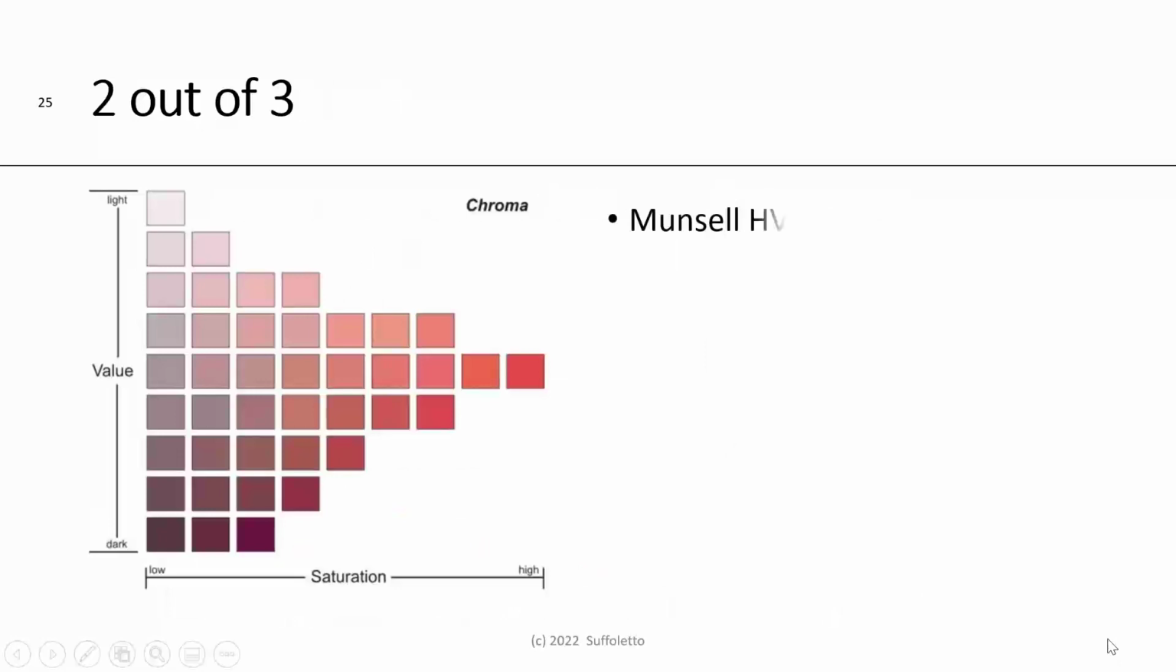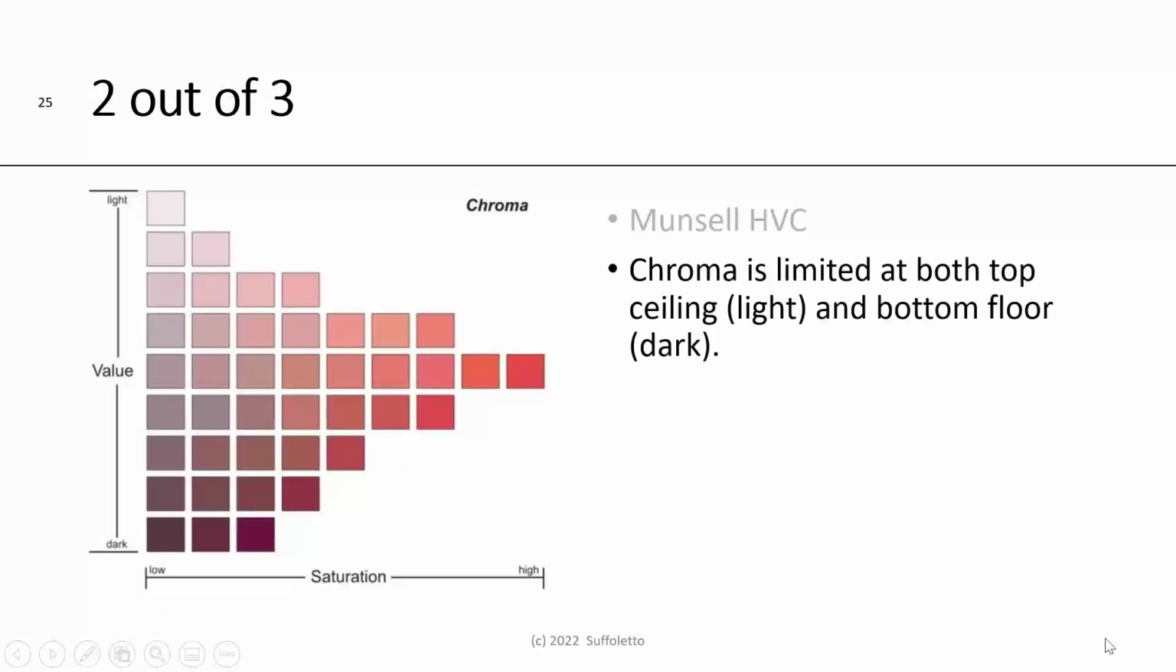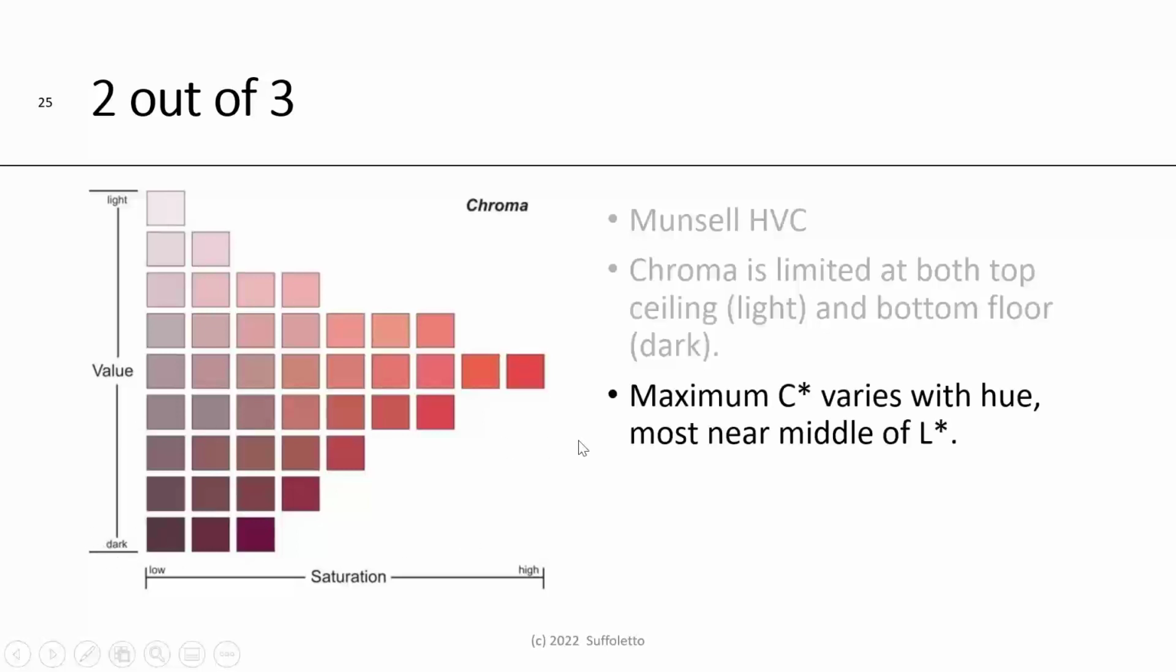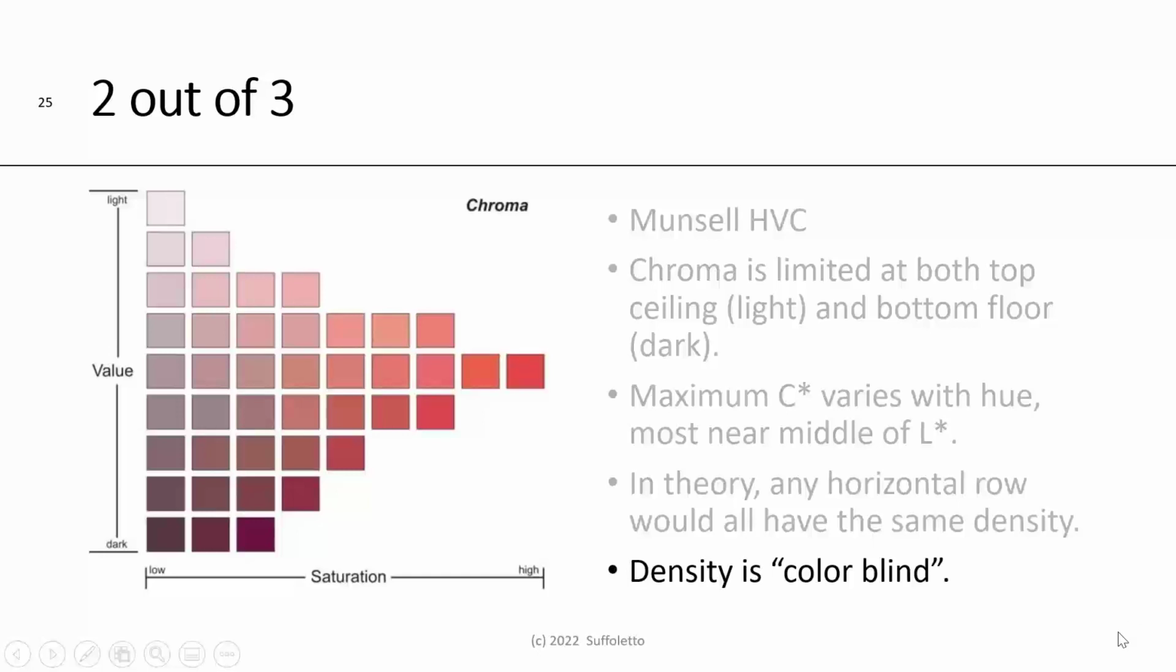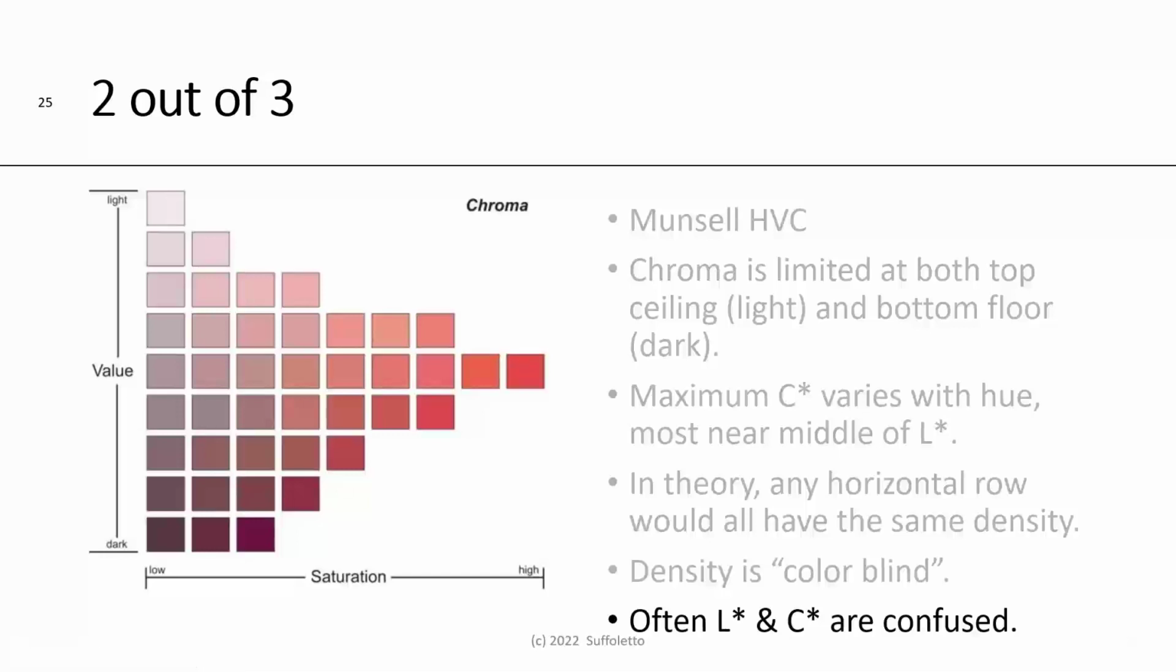2 out of 3, this is from Munsell: hue, value, and chroma. Chroma is limited at the top because it has a maximum ceiling it can't go beyond, and it's limited at the bottom because it has a minimum floor it can't go below. The maximum C star varies with the hue, and it's typically near the middle in terms of L star. So in theory, any horizontal row here is going to be the same density because its value is the same, and value is close to L star or density. And density is colorblind. Density is darkness. Density is not color. And people often confuse L star with C star.